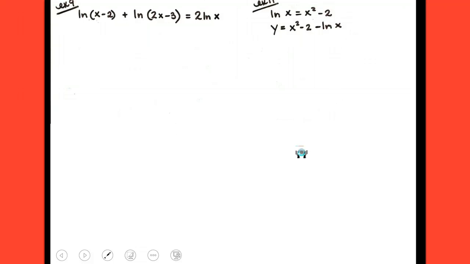Let's start on the left-hand side. Is there any way that you could simplify this left-hand side? You have 2 logs that are being added. Yeah, when I have 2 logs that are being added, remember that I can combine them into one single logarithm that's being multiplied? Let's try that. So I could put the x minus 2 and the 2x minus 3 together. So I could FOIL them, right? It's just a binomial times a binomial.